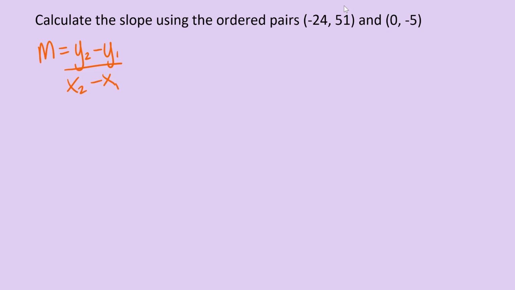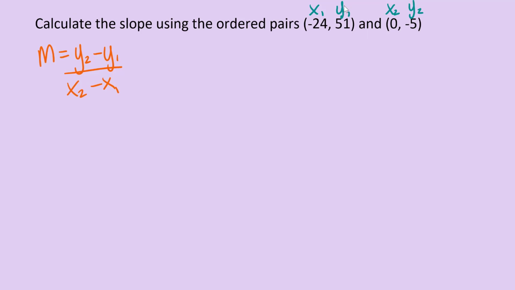So if we were to look at this, we have to determine which ordered pair we want to be our x1, y1, and which one we want to be x2, y2. And it's actually completely our choice. So I'm going to make this first one x1, y1, and then the second one x2, y2. That's just me choosing. It doesn't actually matter which one you choose. Just realize that the 1s have to go together and the 2s have to go together.